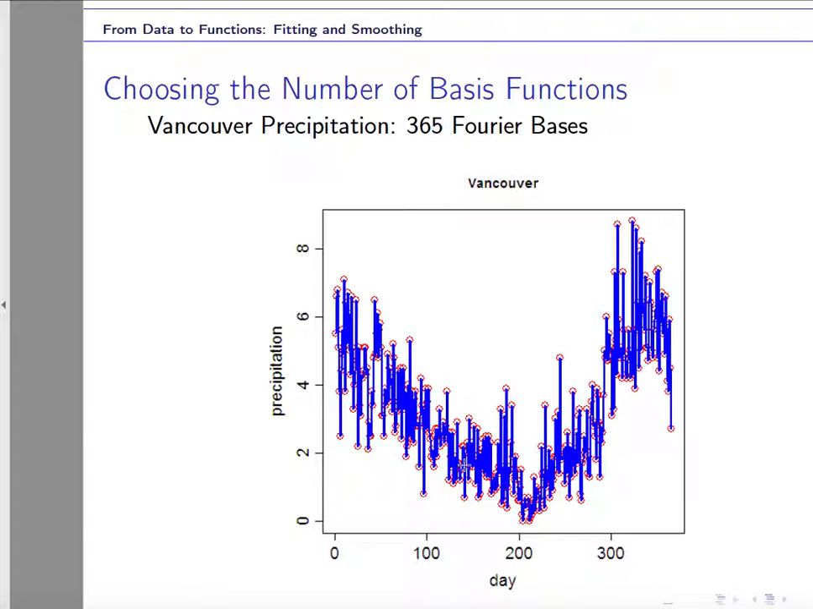Any questions? Is this good? Okay. This is just to give you one example. When we change the number of basis functions, the fit can be very different, right?